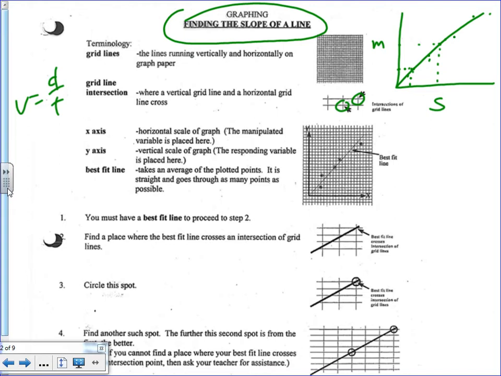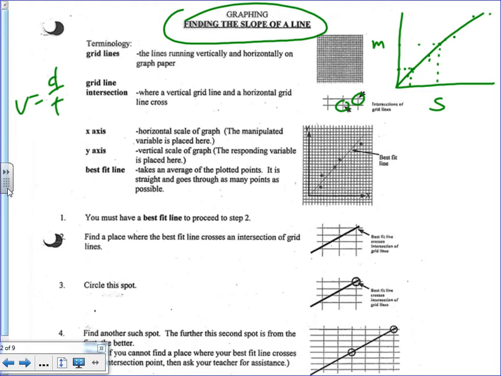A best fit line always follows the trend of your points. Sign language should write this down. If I slow down and say something twice, it's important. It always follows the trend of your points. It doesn't have to start at 0, 0. A lot of people seem to think all best fit lines have to start at the origin. They don't. They need to start wherever they can best follow the trend of the points.